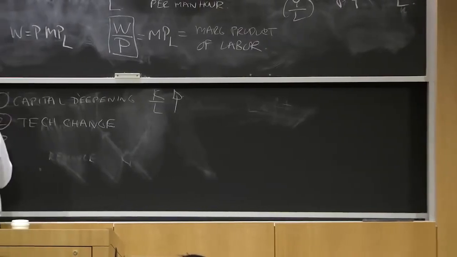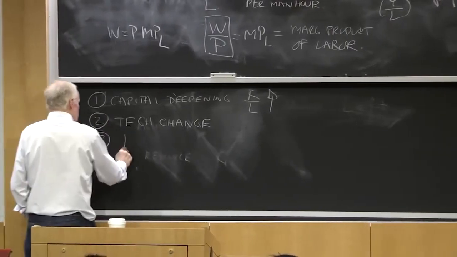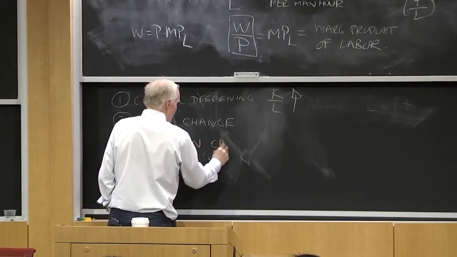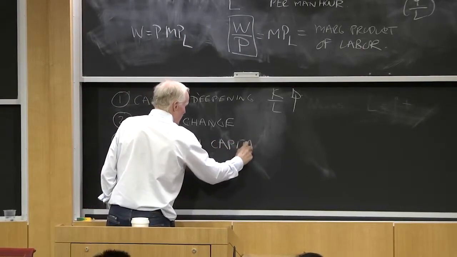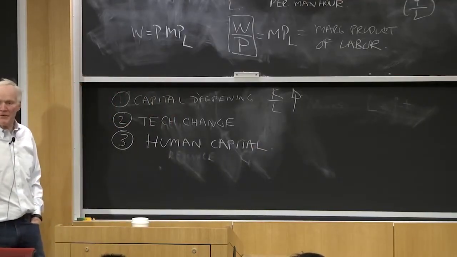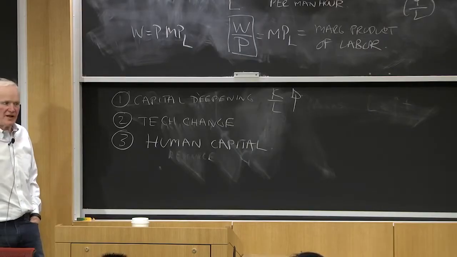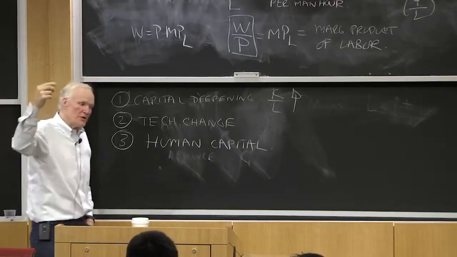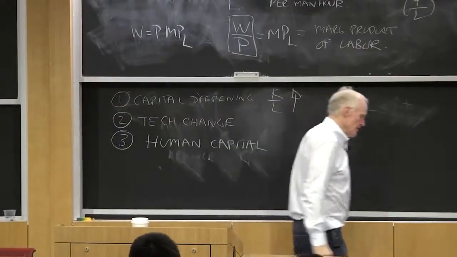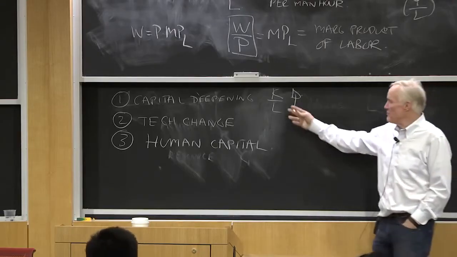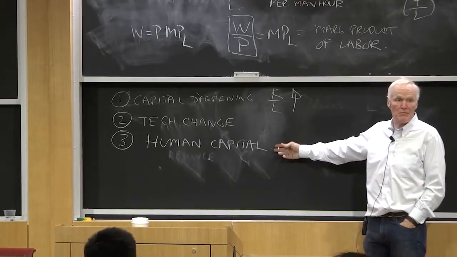Anything else? Oh, that's another one. Good. Human capital, a different form of capital deepening. It's like capital deepening, except it's about the people rather than the physical assets. On average, workers have more skills. They know more. They've got more talents. They've learned more. This is more investment in people, whereas the other is more investment in capital.